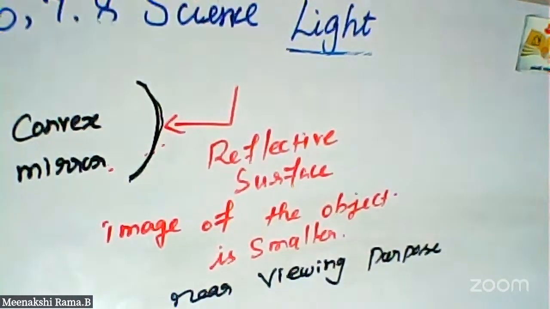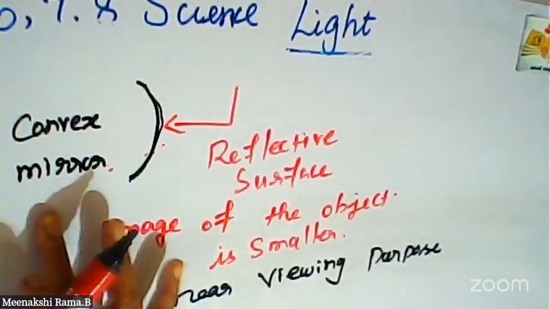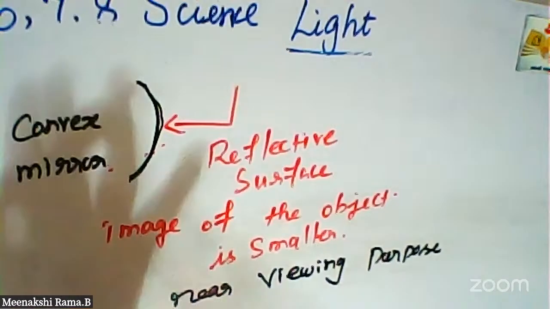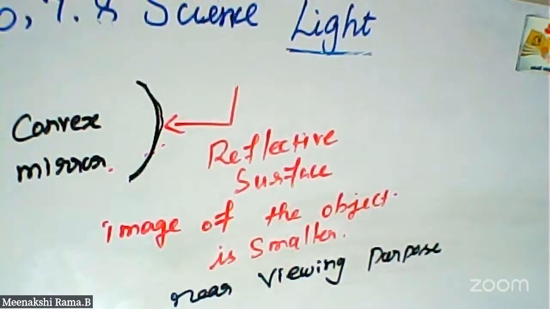This is the shape of the convex mirror. The reflection of light occurs at the convex surface, which is the reflective surface. The image formed by this mirror is smaller than the object. The image of the object is very small. So we use the convex mirror for rear viewing only.